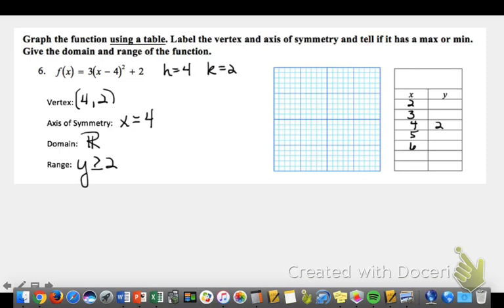Now if you look at the table, I've placed the vertex and then x values in the negative and the positive direction. Pause the video, plug those numbers in, find your y values and graph it, and then come back and check your work.